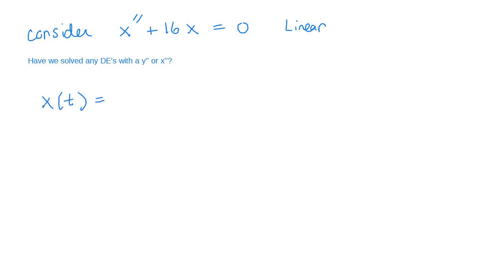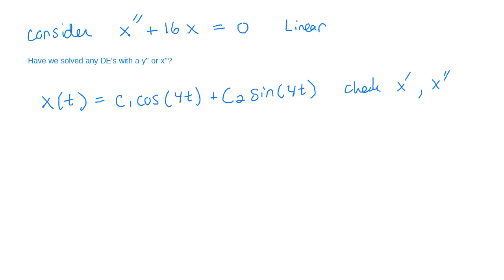So the solution is this: C1 cosine, plus C2 sine. Great, so we have this. You can always check to see if this is a solution: you find x prime and then x double prime, and then plug them in and see if it's true.